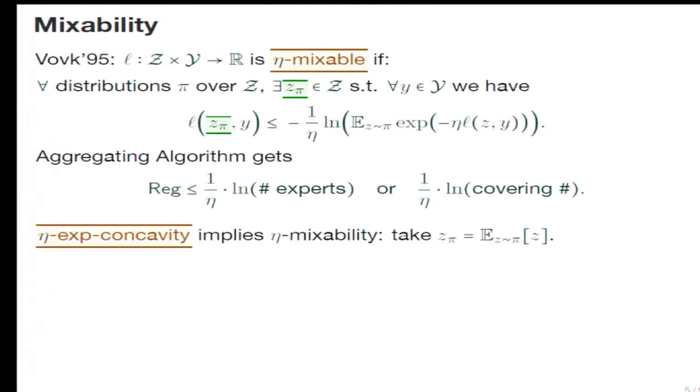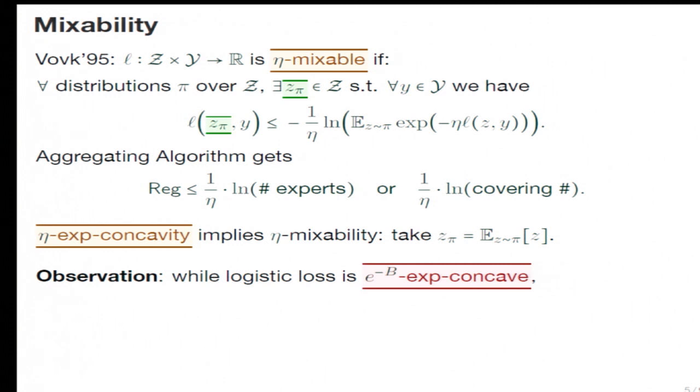If you haven't seen this before, you might have seen exp-concavity. This is a slightly more specialized notion, but exp-concavity always implies eta-mixability, and exp-concavity characterizes, for example, when online Newton step works. And here's the cute trick. The logistic loss is only e^(-B) exp-concave, but it's 1-mixable. This is what allows us to go from having an e^B in front of our bounds to just 1 in front of the bounds.